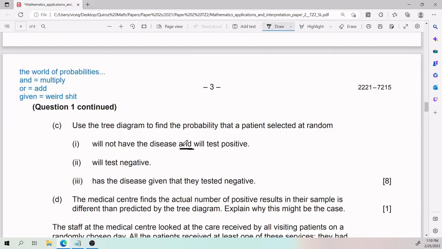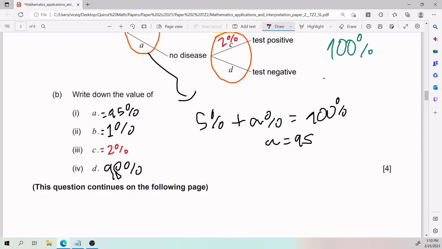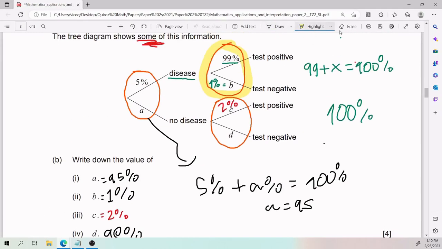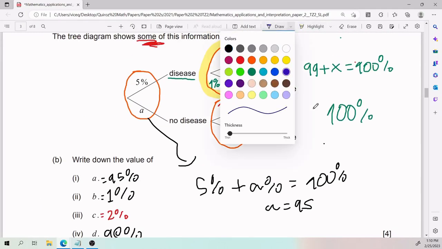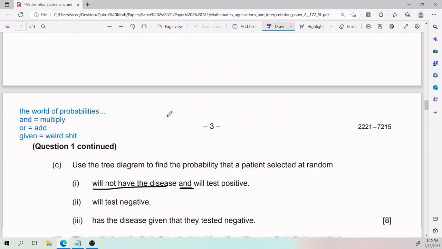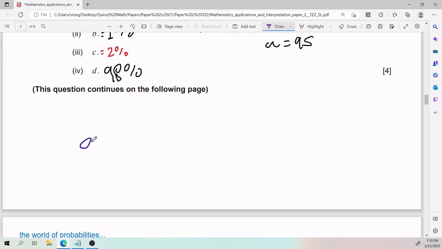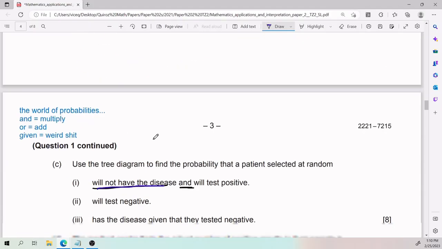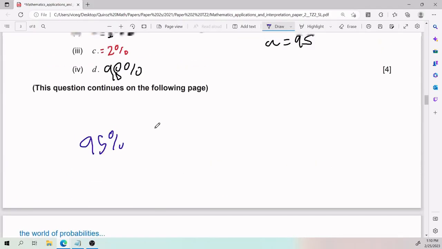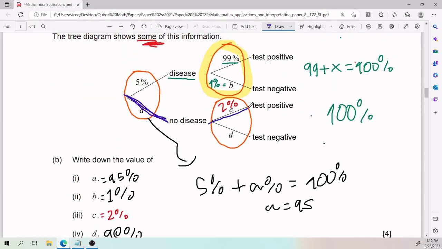So right now we have "and", see? So that means we're multiplying. We'll not have the disease, which we said was A, is 95%. So I'm looking at this path that I'm going to draw in, let's say, dark blue here. So we're going this path, right? Not have the disease is A. A we said it was 95%. So 95%, and we put a multiply, we'll test positive. So "and we'll test positive" is this direction. This is the probability we're searching for, see?